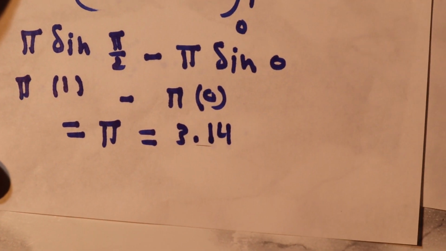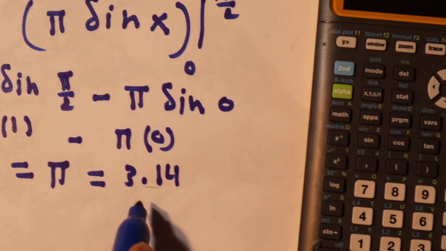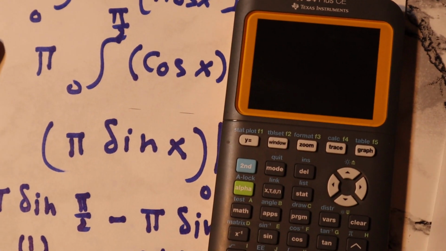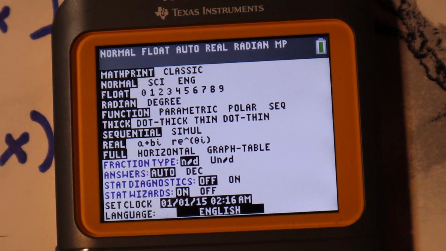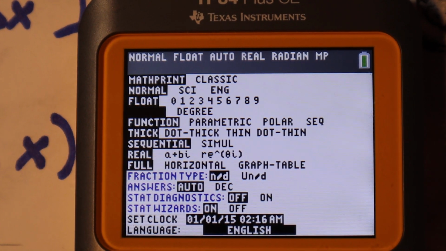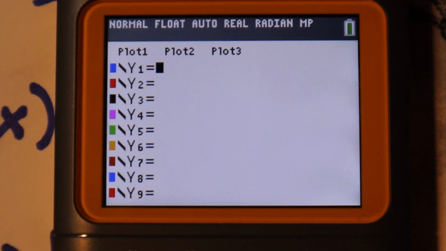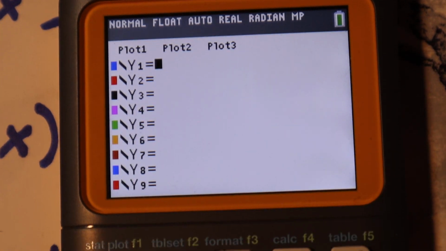Let's check our work using a graphing calculator. Remember, the final result algebraically is 3.14 units cubed. Let's do that. Use a calculator here. First, before Y equals, make sure that you set your mode and you are in radian. Scroll to radian, make sure you are in radian here, enter, quit, go back to Y equals, and then we start to write the function that you're going to integrate, which is pi. How do we do the pi?